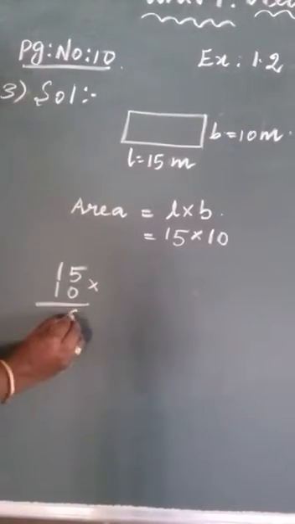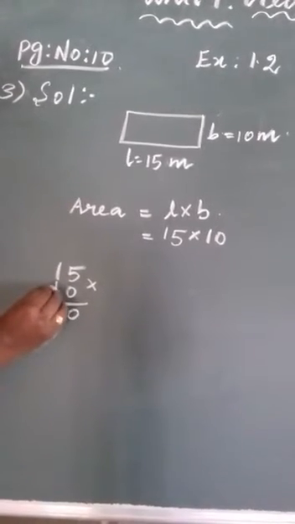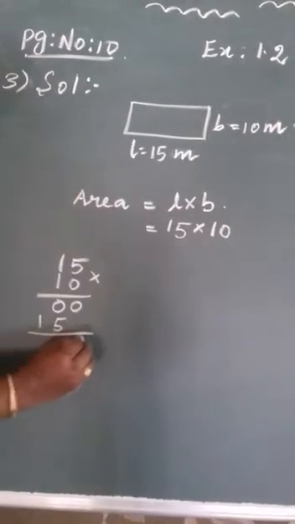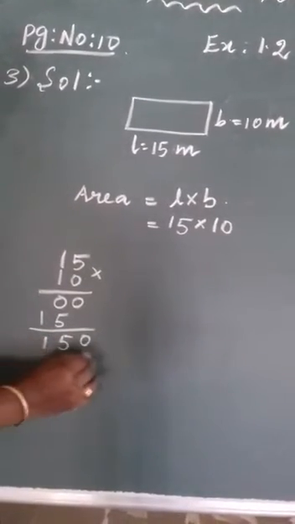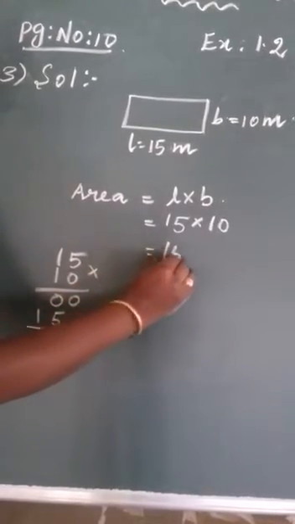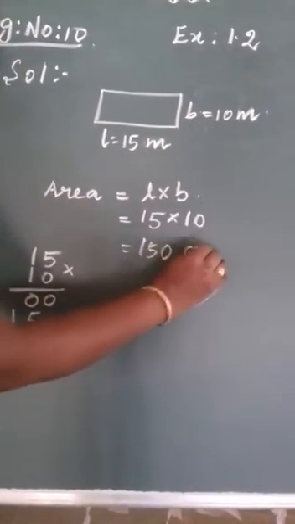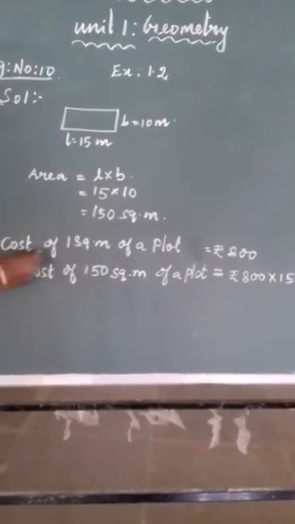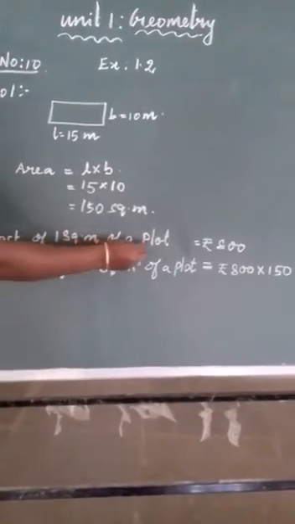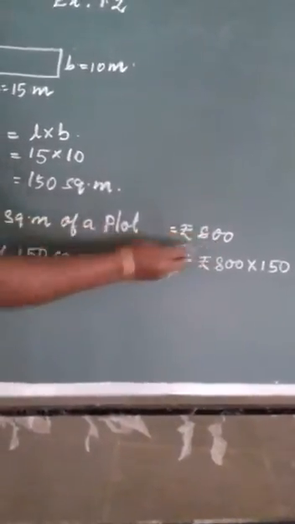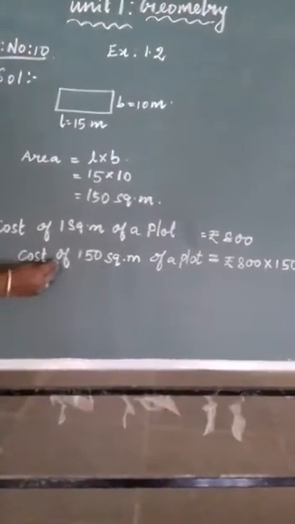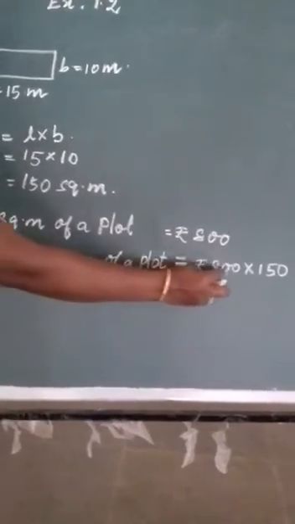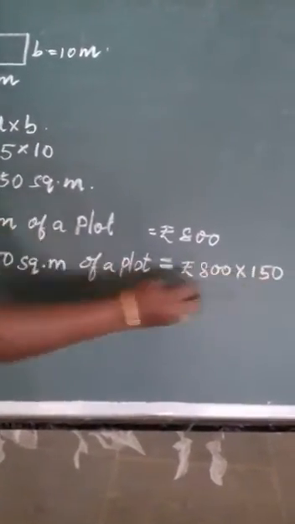0 5s are 0. 0 1 is 0. Next, 1 5 is 5. 1 1 is 1. So 0, 5, 1, that is 150 square meter. They have already given the cost of 1 square meter of a plot, rupees 800. We have to find out the cost of 150 square meter of a plot, which equals 800 into 150.